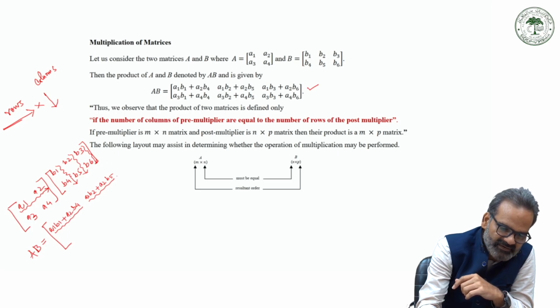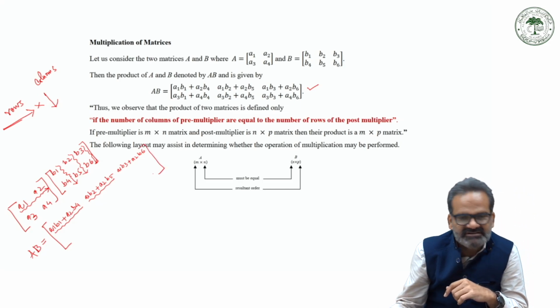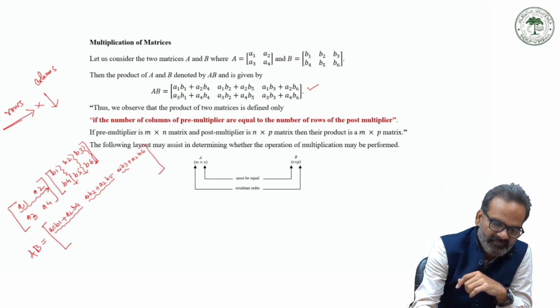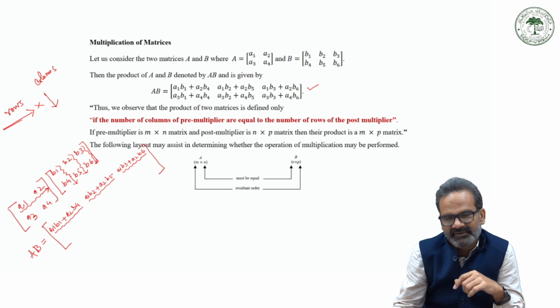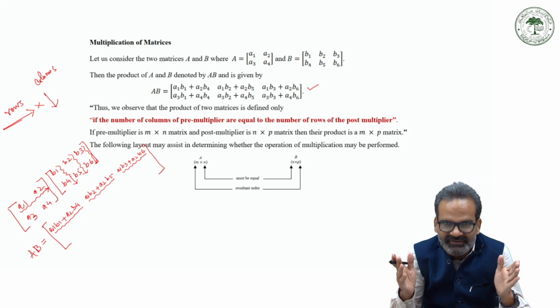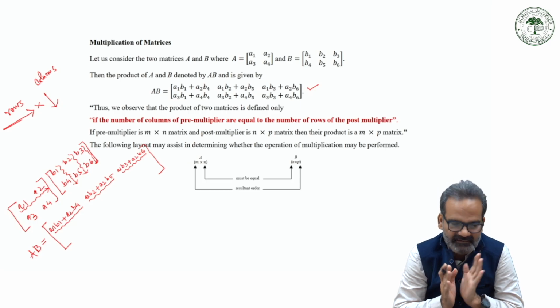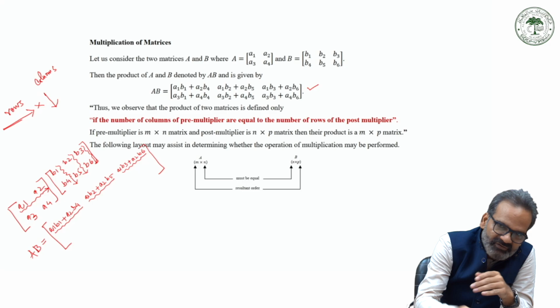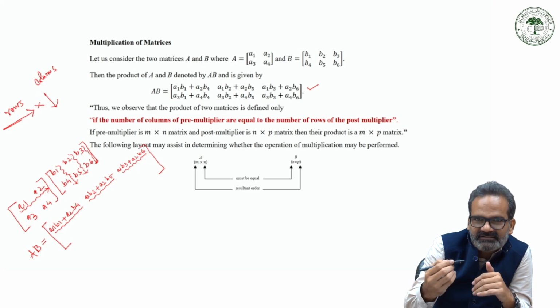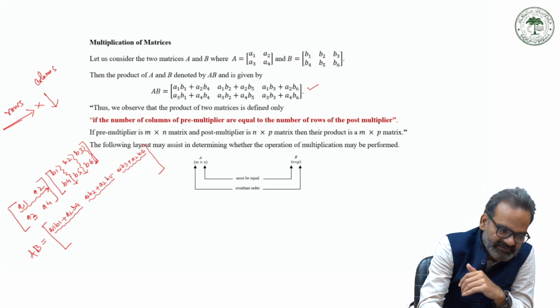So A1 B3 plus A2 B6, right? So this is the third element of the product AB. This is how we can get the first row of the resultant, that is the product AB, right? Now we will use the same process for the second row of matrix 1.